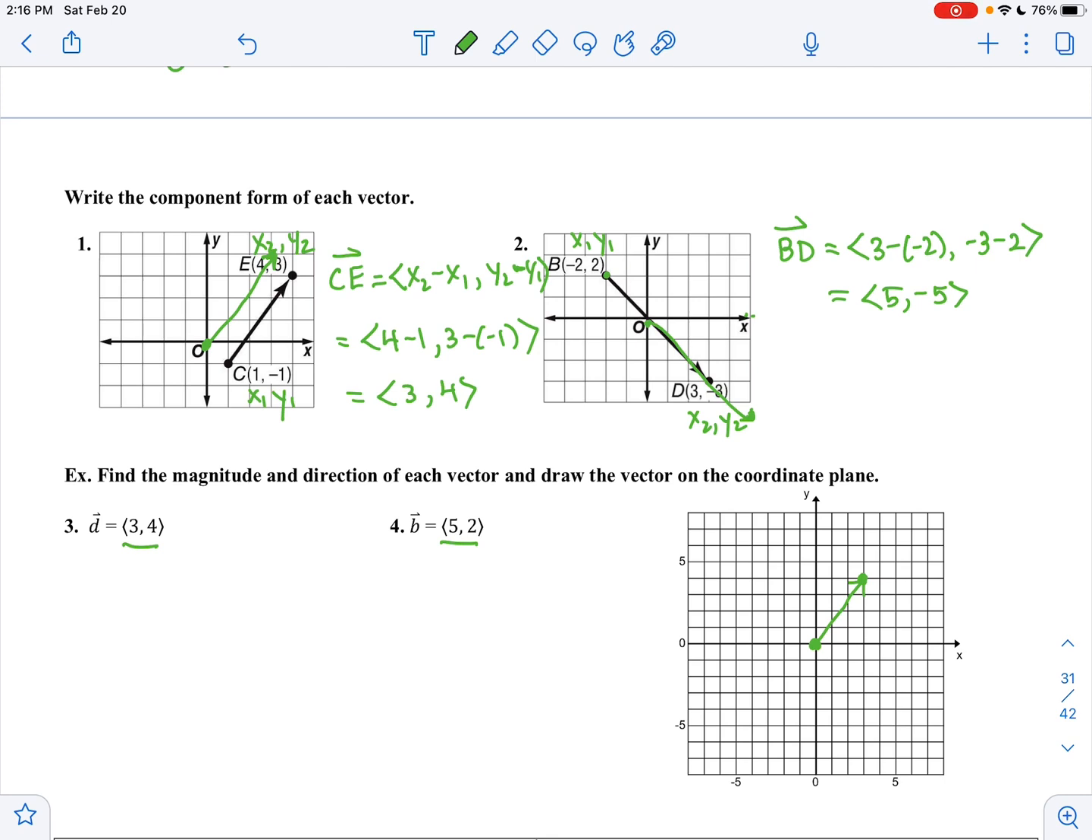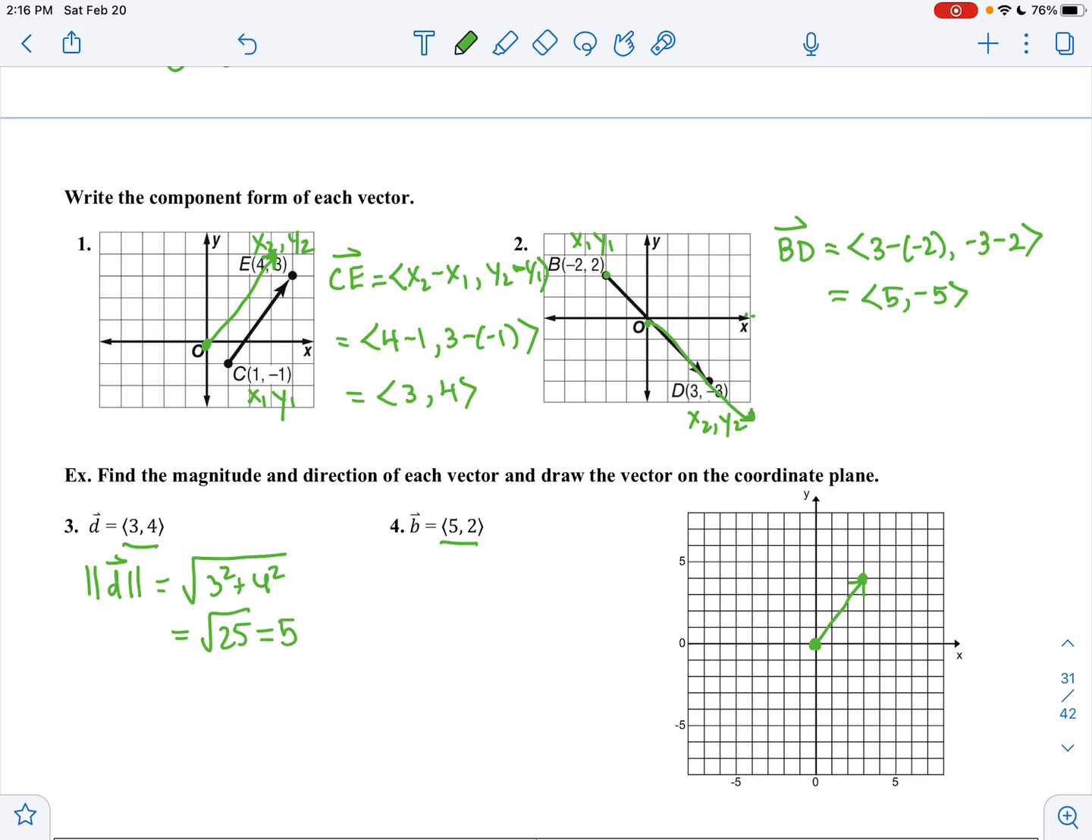And then to find the magnitude, remember magnitude is the length of that, signified by the double absolute value bars, square root of 3 squared plus 4 squared, or you guys should recognize that now as a Pythagorean triple, 3, 4, 5. 9 plus 16 is 25, or just 5.